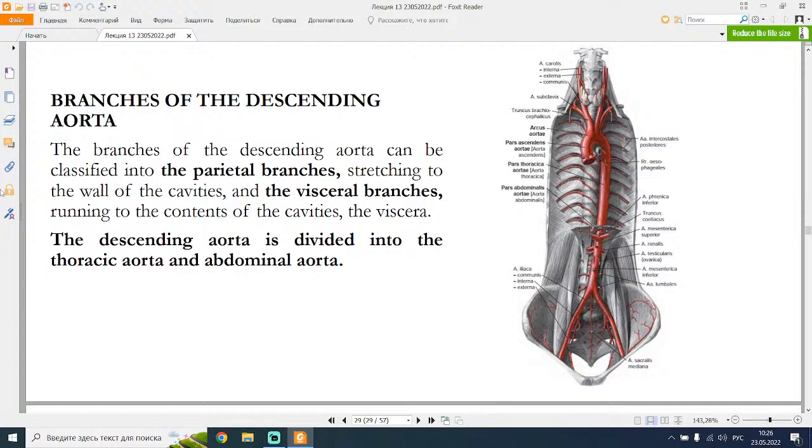Next, branches of the descending aorta. You see, descending aorta. The branches of descending aorta can be classified as the parietal branches stretching to the wall of the cavities and the visceral branches running to the contents of the cavities, the viscera.